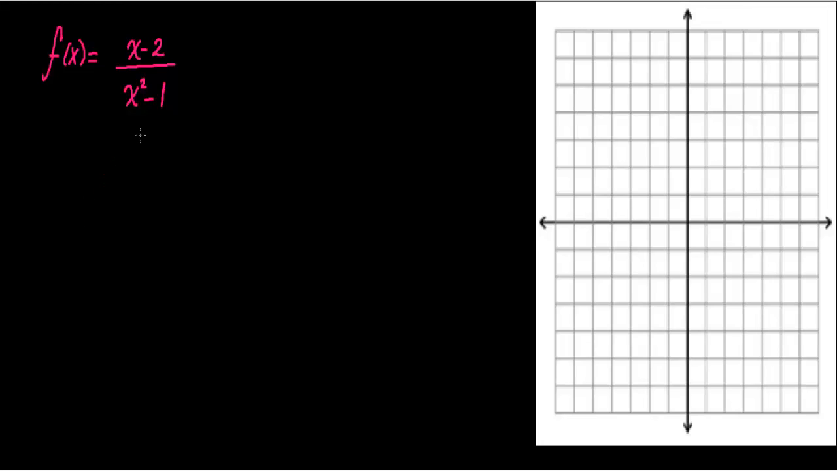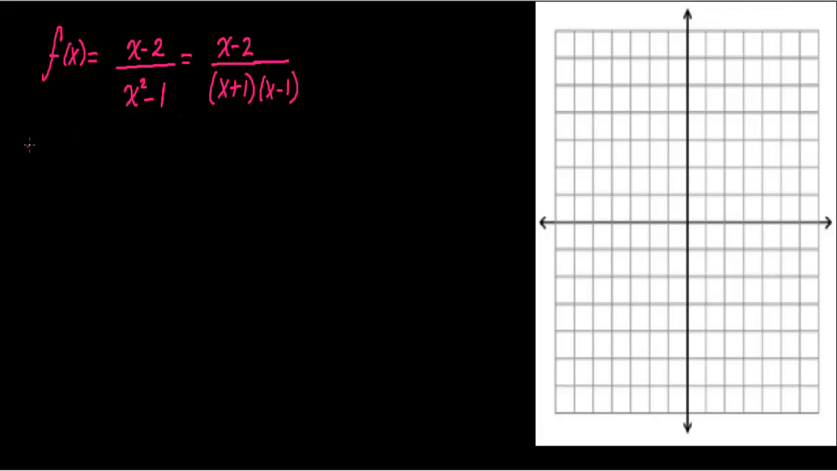Hello, this is example 2 of sketching rational functions. First things first, is there anything I can factor here? I can factor the denominator. It's a difference of squares, so I can do x plus 1, x minus 1, and there it is in factored form.